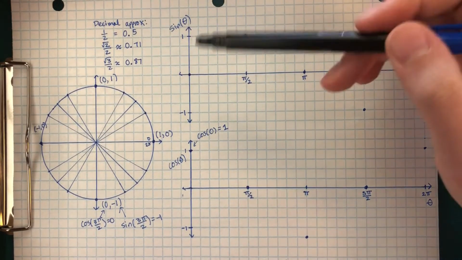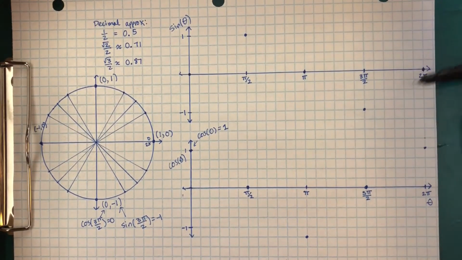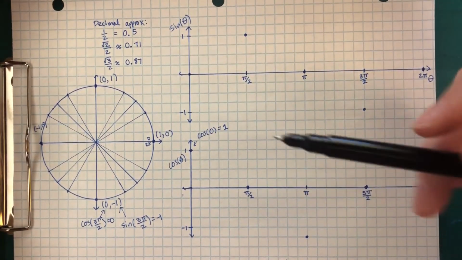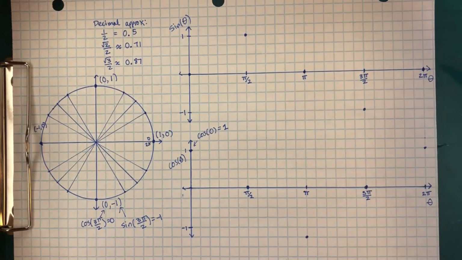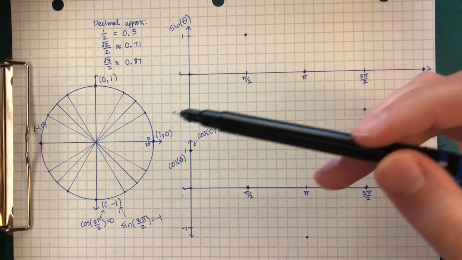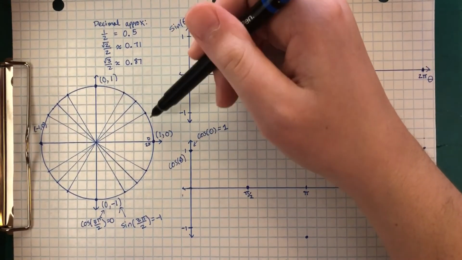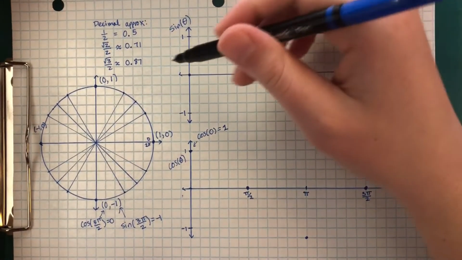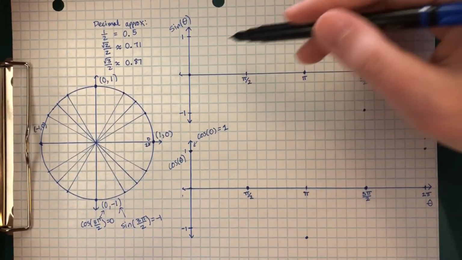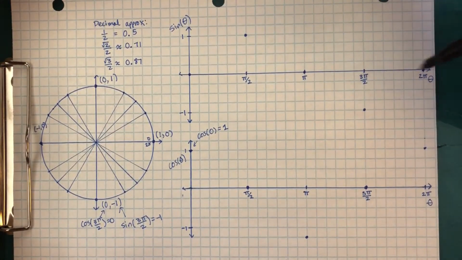I haven't connected these points yet. You can see they kind of make a zigzag shape. But let's try to make the shape a little bit more specific. So to do that, we're going to use the special angles to fill in more values in between these points.